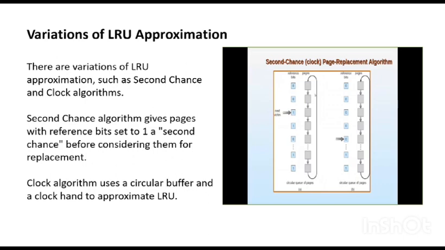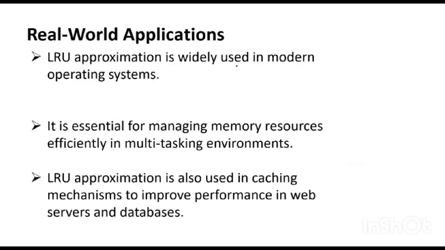Variations of LRU approximation. There are variations of LRU approximation such as second chance and clock algorithms. The second chance algorithm gives pages with reference bits set to 1 a second chance before considering them for replacement. The clock algorithm uses a circular buffer and a clock hand to approximate LRU. As we see here in the picture.